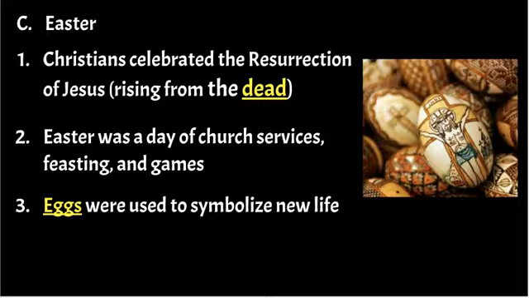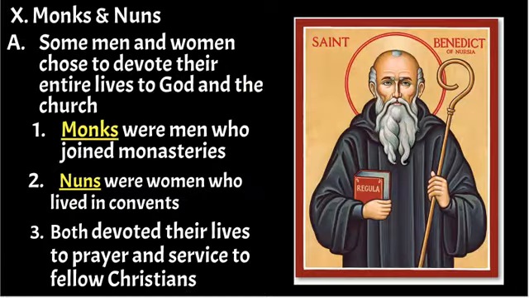Now, taking a look at the people who were part of the church, we're going to now focus in on a group called monks and nuns. This is where there would be men and women who would choose to kind of leave normal life and devote their entire lives to God and to the church and serving others. So monks are men who are going to join monasteries that are going to be religious institutions, and nuns are women who lived in convents doing the same thing.